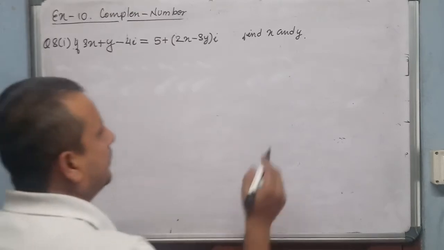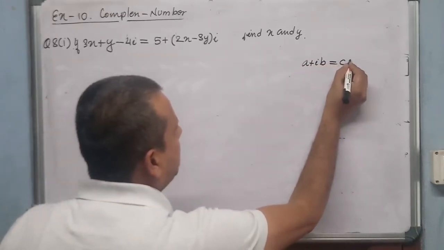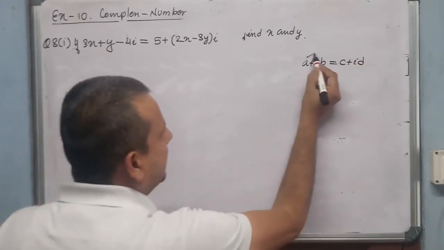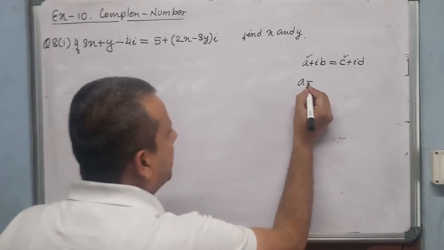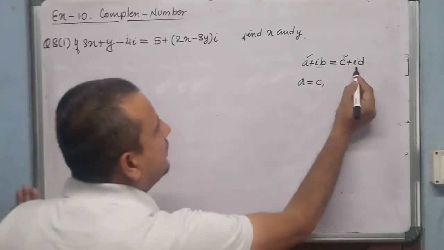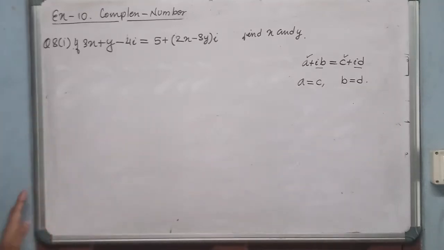equal complex number property. Suppose a + ib = c + id. If these two complex numbers are equal, then the real quantities we can write equal: the real quantity a = c. And these two are the imaginary quantities; the imaginary quantities are also equal. The same property that I'm going to use.